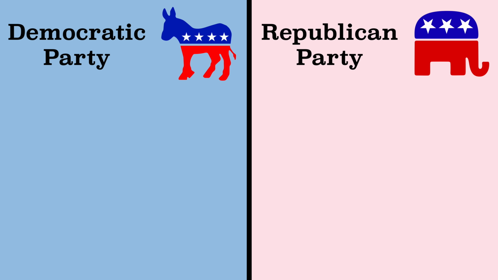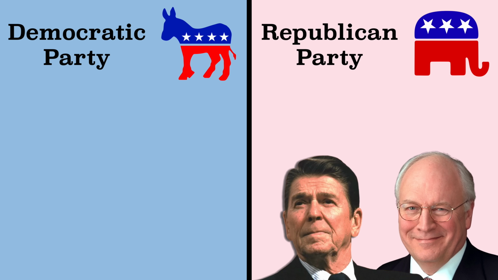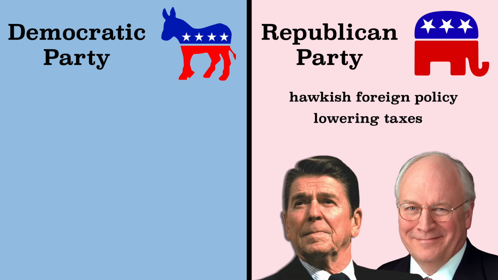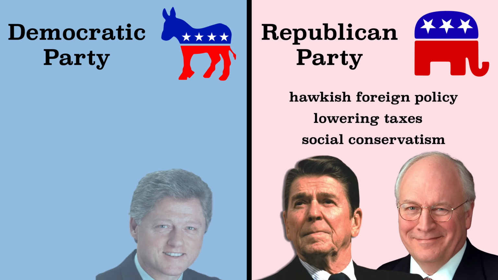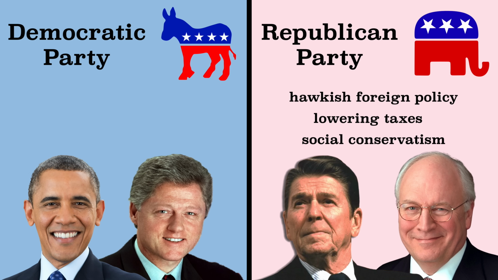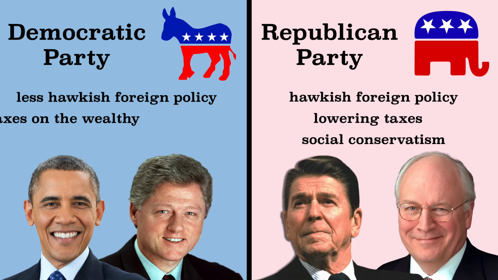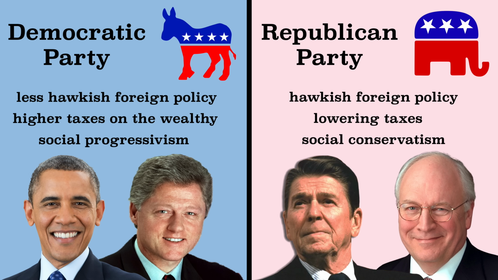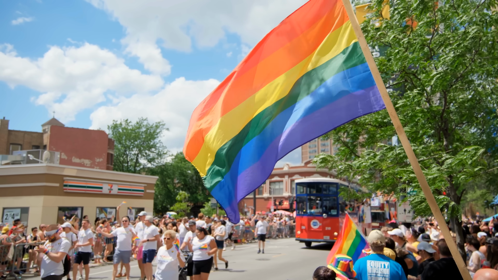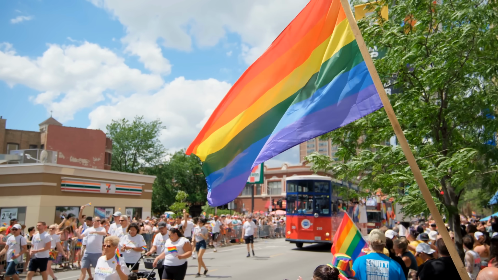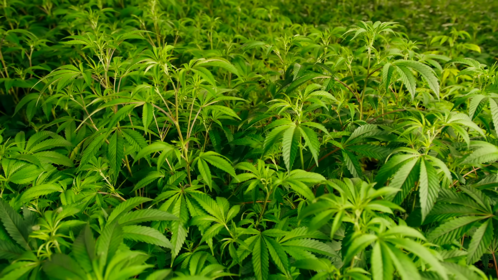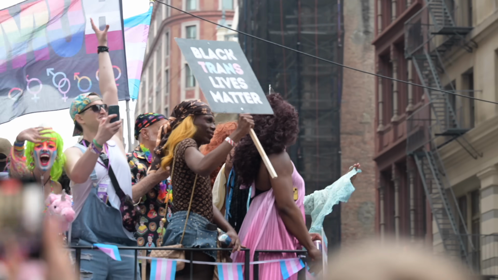South. On the Republican Party side, led by folks like Ronald Reagan and Dick Cheney, yeah, I'm not joking, Dick Cheney, they generally supported more aggressive foreign policy, lowering taxes as much as possible, and social conservatism. On the Democratic Party side, led by folks like Bill Clinton and Barack Obama, they generally supported a less aggressive foreign policy, higher taxes on the wealthy to pay for more social programs, and social progressivism. Indeed, the six-party system is when we saw lots of progress on social issues, from same-sex marriage to the legalization of cannabis to the growing acceptance of the transgender community.